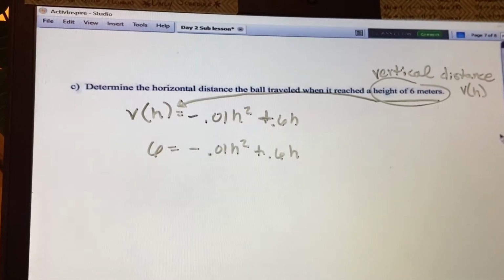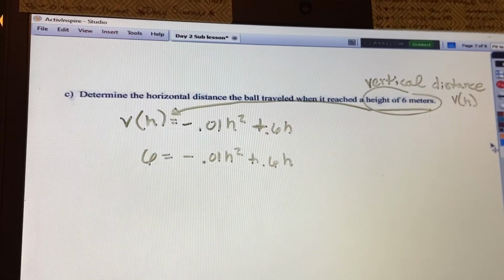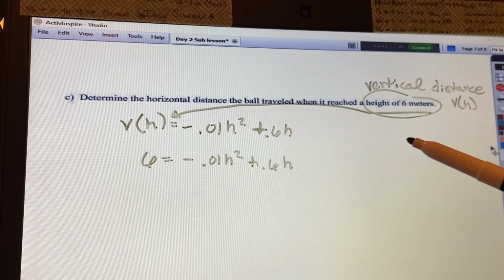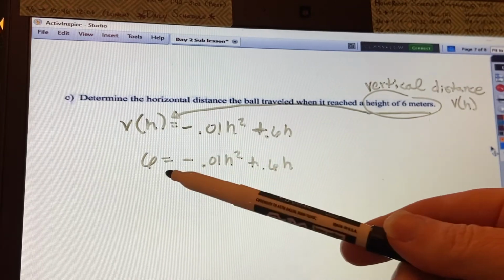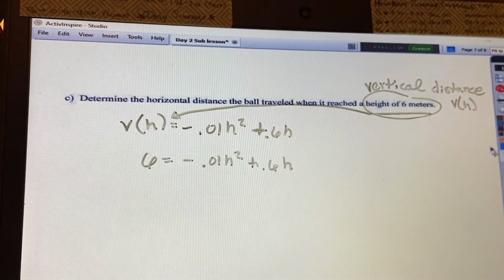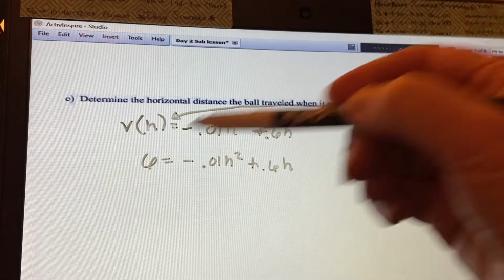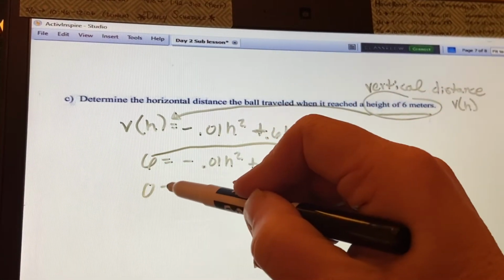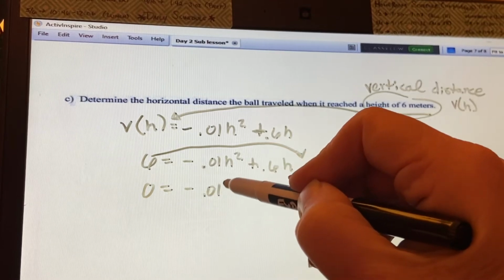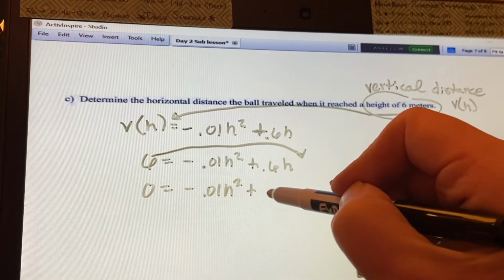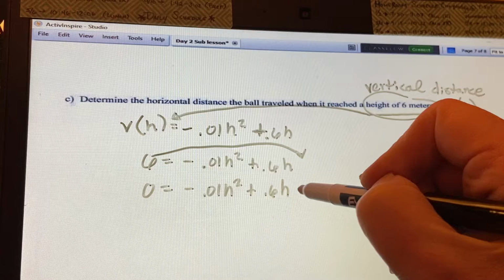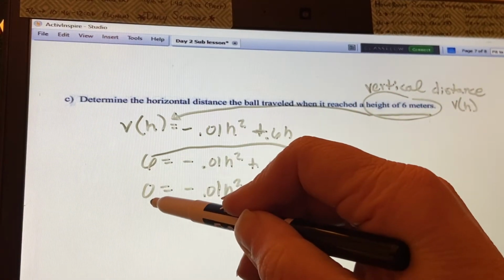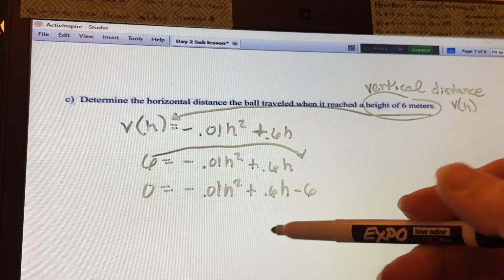So we have a quadratic here. It's not in descending order, and it's not set equal to 0. So we're going to take that 6, bring it over. So we'll get 0 equals negative 0.01 H squared plus 0.6 H minus 6. Remember, it doesn't matter if it equals on the left or on the right.